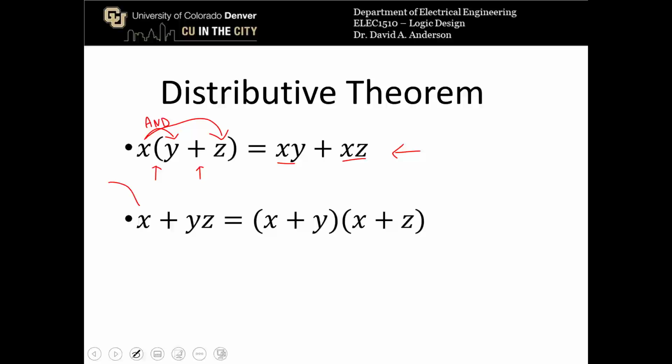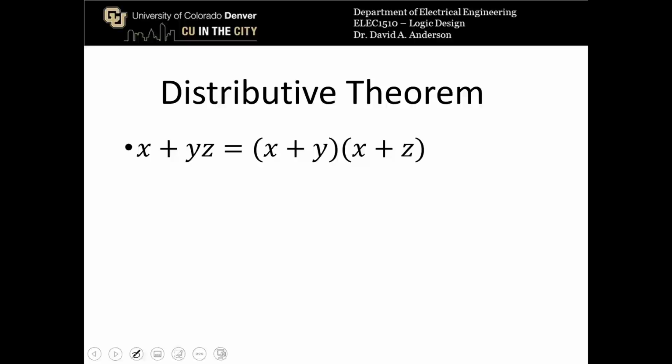The second one here is a little bit more complicated. X or y and z, or potentially the way that you can just say it more simply, x plus yz is equal to this first term, x plus y in parentheses, times x plus z in parentheses. All right, so this is a little bit more complicated, so I'm going to demonstrate how this works on the next slide.